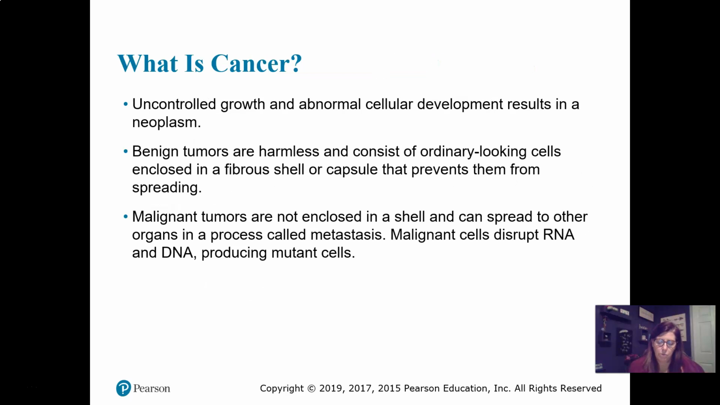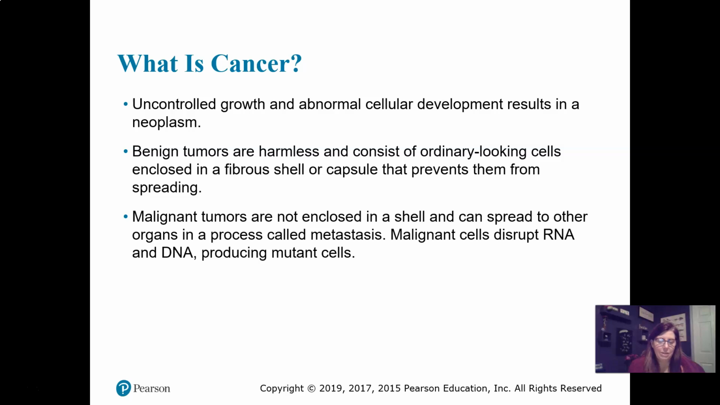How does cancer develop? Well, uncontrolled growth and abnormal cellular development serving no physiological function is called a neoplasm. A tumor is a clumping of cells formed from the neoplastic mass. Malignant tumors are cancerous with abnormal looking cells that are not enclosed in a protective capsule and can spread to other organs. Benign tumors are non-cancerous. They're normal-looking cells that are enclosed in a fibrous shell and do not spread to other parts of the body. To determine if a tumor is malignant, a biopsy is done.